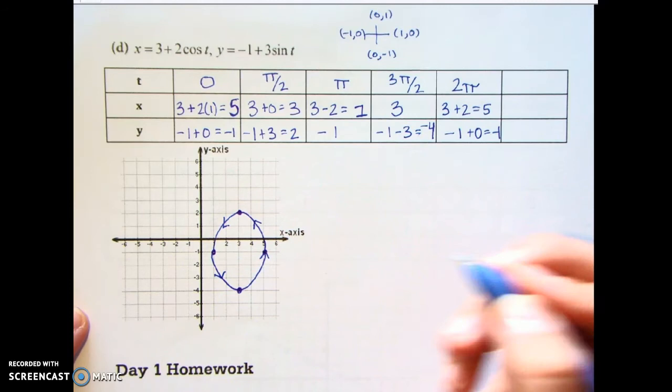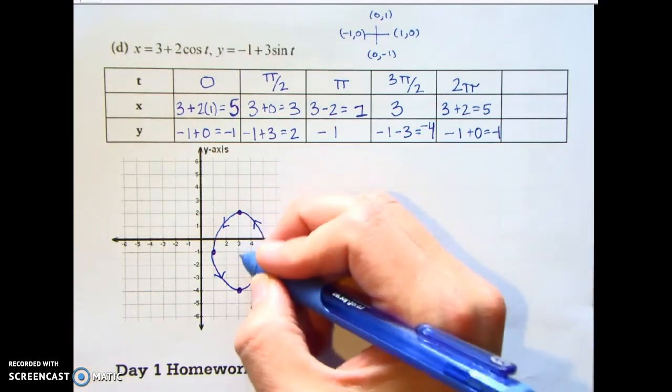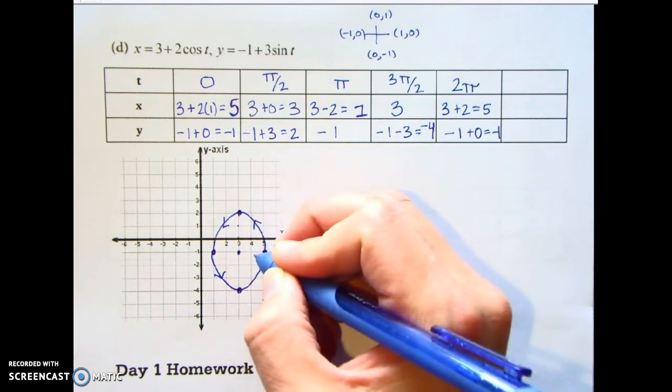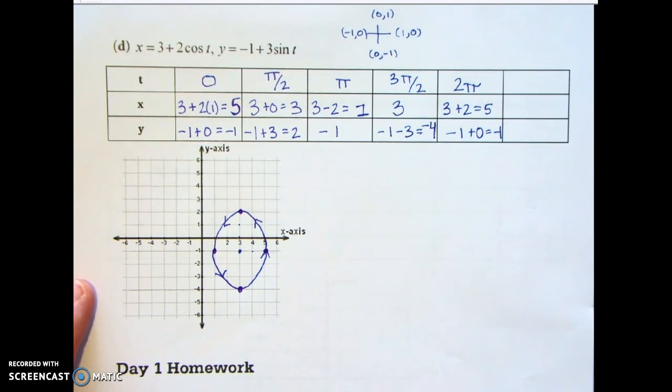Isn't that neat? What is it? Is it a circle or an ellipse? Let's see, the radius is 3 and 2, so it's actually an ellipse. Awesome.